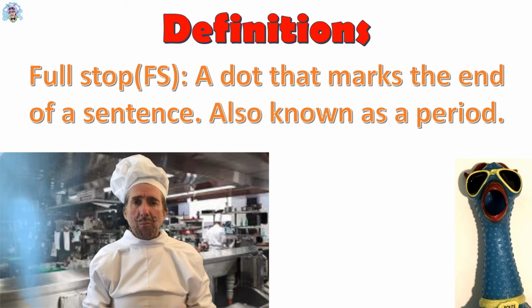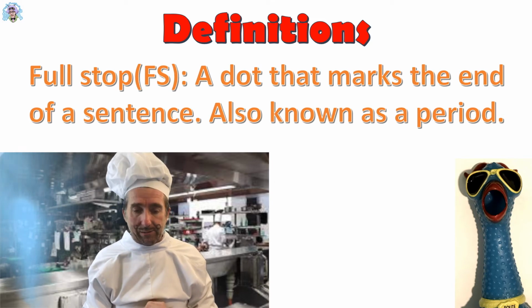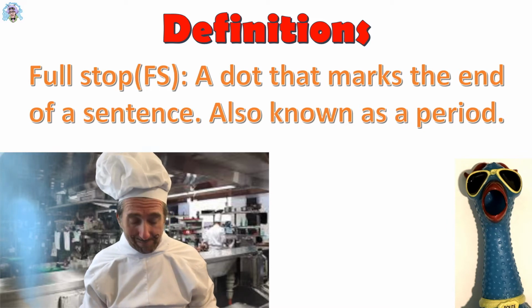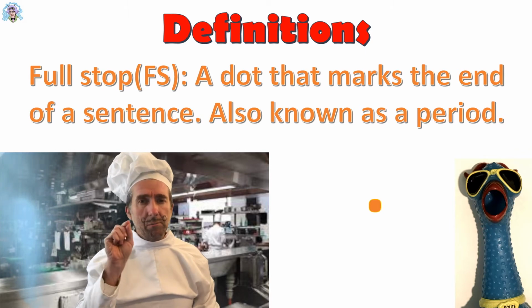Then, a full stop. What is a full stop? A full stop is a dot that marks the end of a sentence, okay? In some countries, it's also known as a period. So this is what it looks like. Really simple, just a dot.